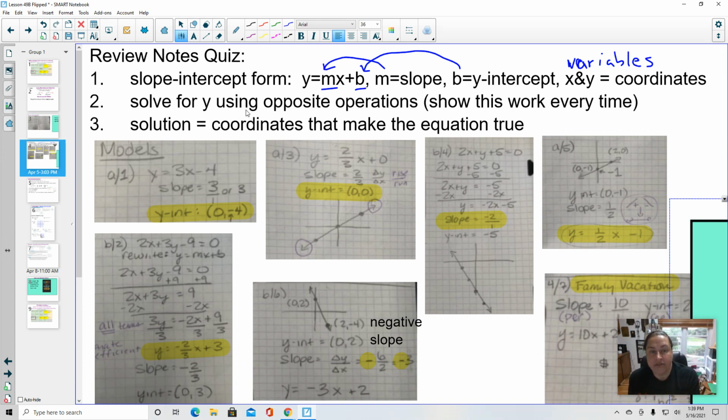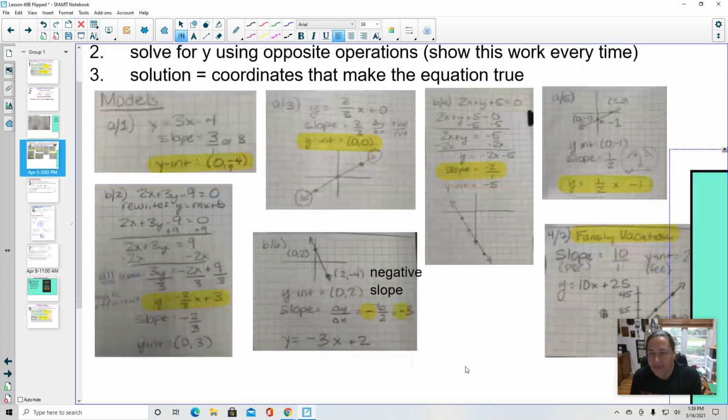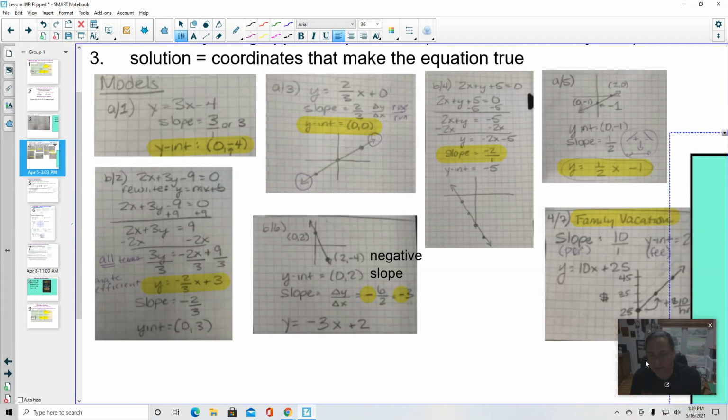You're going to solve for y using opposite operations, and be sure to show that work every single time, what you're adding and subtracting to move subtraction and addition, what you're multiplying and dividing to move division and multiplication. The solution is coordinates that make the equation true. And then keep in mind that a lot of times I'm not asking for the answer. I'm asking for you to talk to me or to type in the work. So number 1 asked, what's the y-intercept? Notice that that is 0, -4 in parentheses. Those are coordinates.